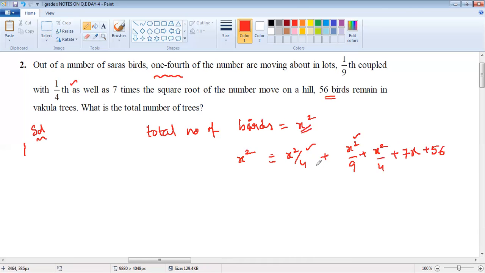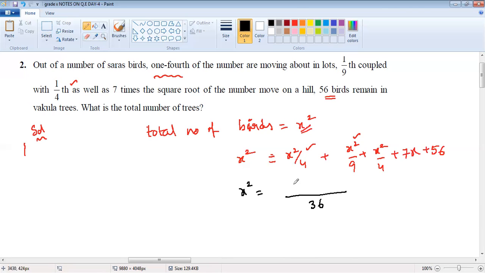So got it? Right. You are very good. You are doing well. Thank you, sir. X square is equal to, then you can write x square by 9, x square by 4. So you have to simplify. So the LCM is 4 9s are 36, right?